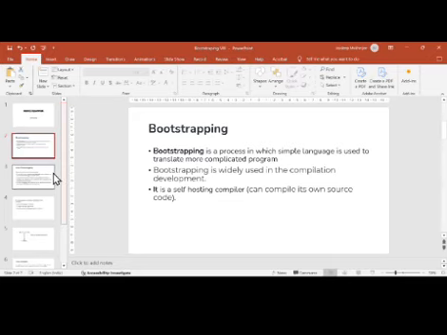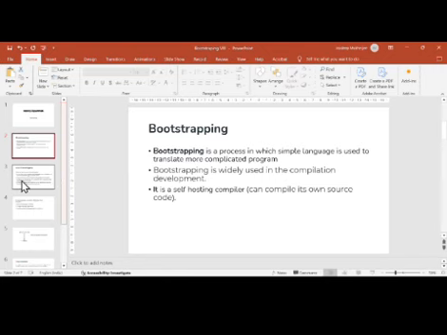Bootstrapping is a process in which a simple language is used to translate a more complicated program, and from this more complicated program another complicated program will be generated, and so on. Bootstrapping is widely used in compiler development and it is a self-hosting compiler. What is the meaning of self-hosting compiler? One that can compile its own code. That is called a self-hosting compiler.